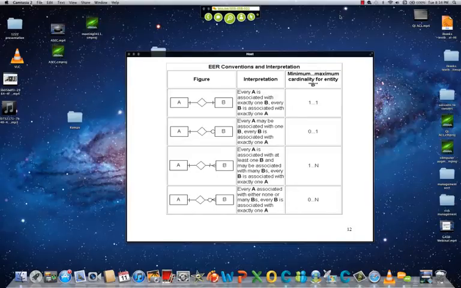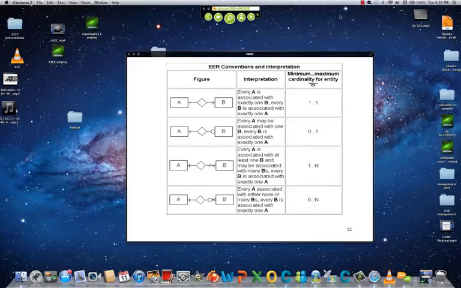Every A is associated with one or many B. So must or may? Must. It should be must. Okay, so it says mandatory, right? So we say every A must be associated with at least one B. At least one B. Okay.